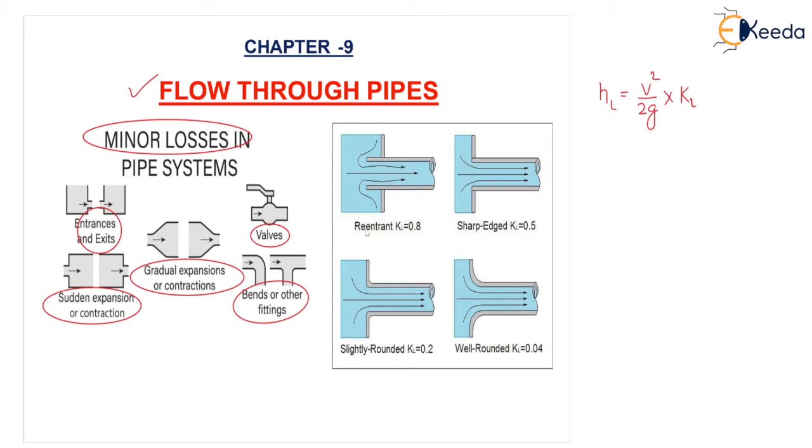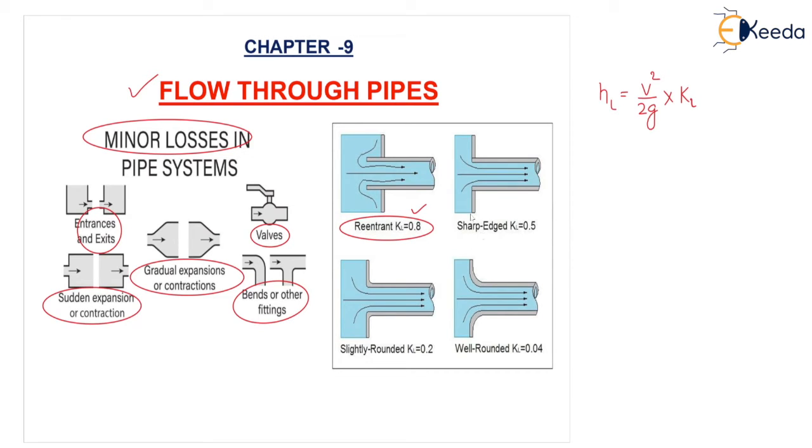For example, you can see the first one, re-entrant: the loss coefficient is 0.8. You can see the flow pattern. The boundary is projected outward, that's why the flow has to turn almost 180 degrees. So the loss is higher on this side, 0.8, almost reaching 100%.